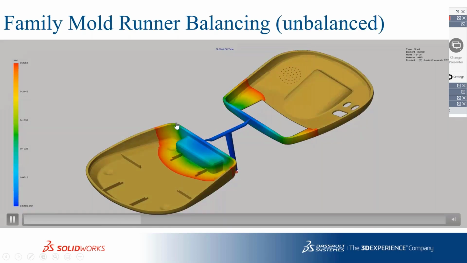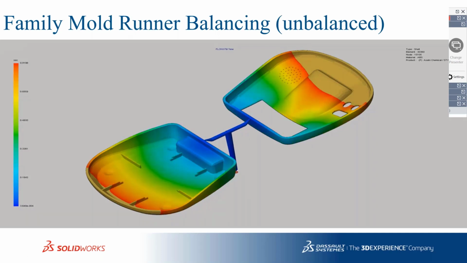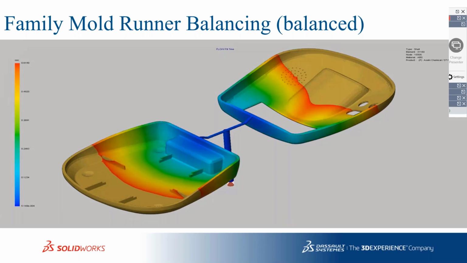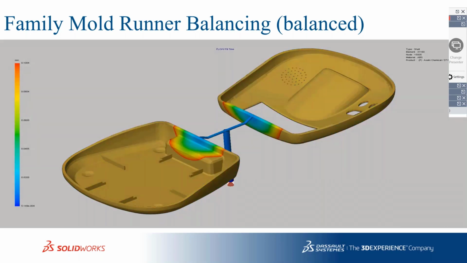Family mold runner balancing, where the volumes of the different parts are different. Here it is showing the unbalanced, and in the next slide it is going to show me the balanced, so that we are ensuring uniform filling time for both the cavities with different volumes and different surface areas.